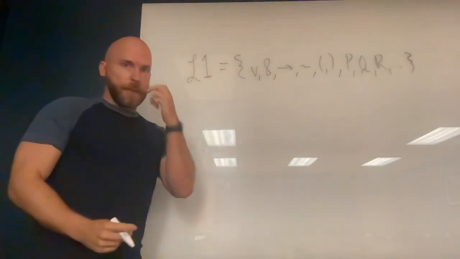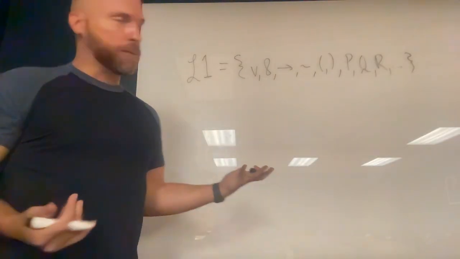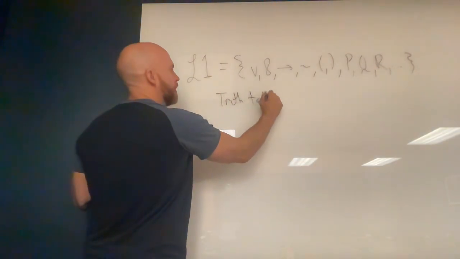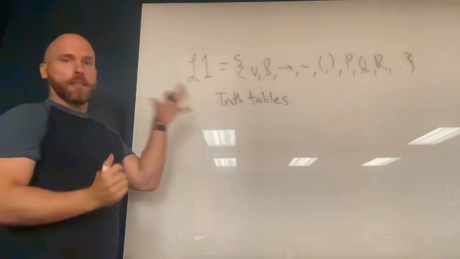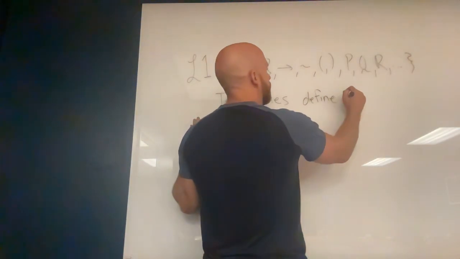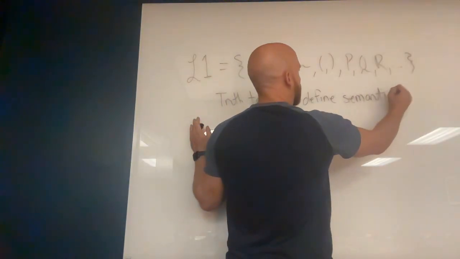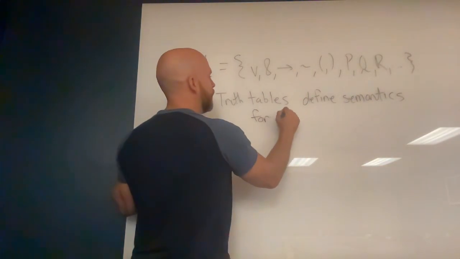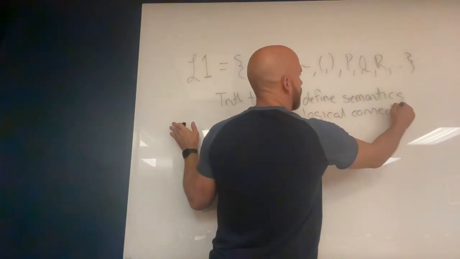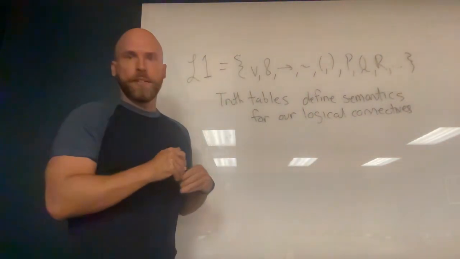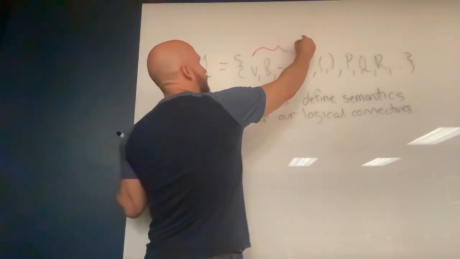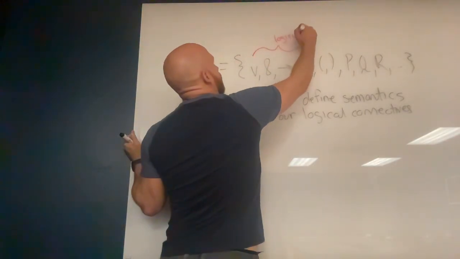And that's it. Of course, we have what we call semantics associated with it. And one has truth tables. The truth tables we use to define the connectives. The truth tables define semantics for our logical connectives for L1. And just to make it crystal clear, when I say logical connectives, I'm talking about these logical connectives.